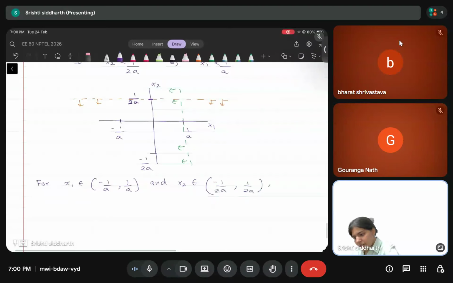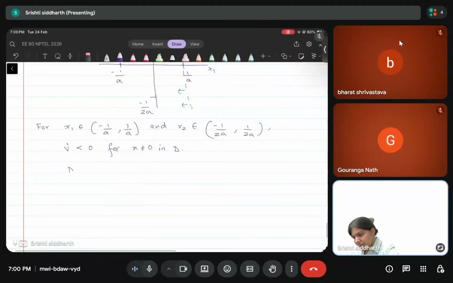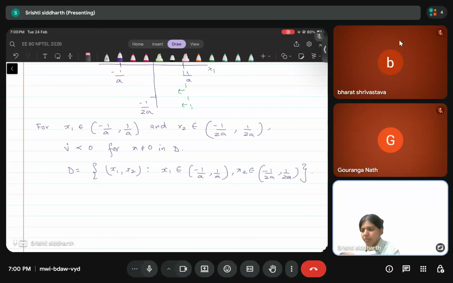V dot is strictly negative for x non-zero. So in D, all the points x1, x2 are such that x1 lies in this interval, x2 lies in this interval. Therefore, x equals 0 is asymptotically stable.